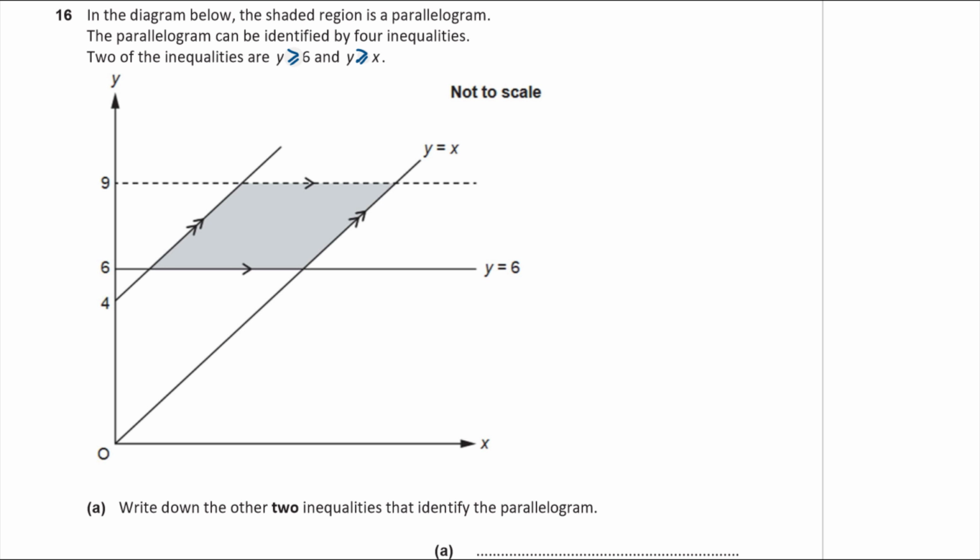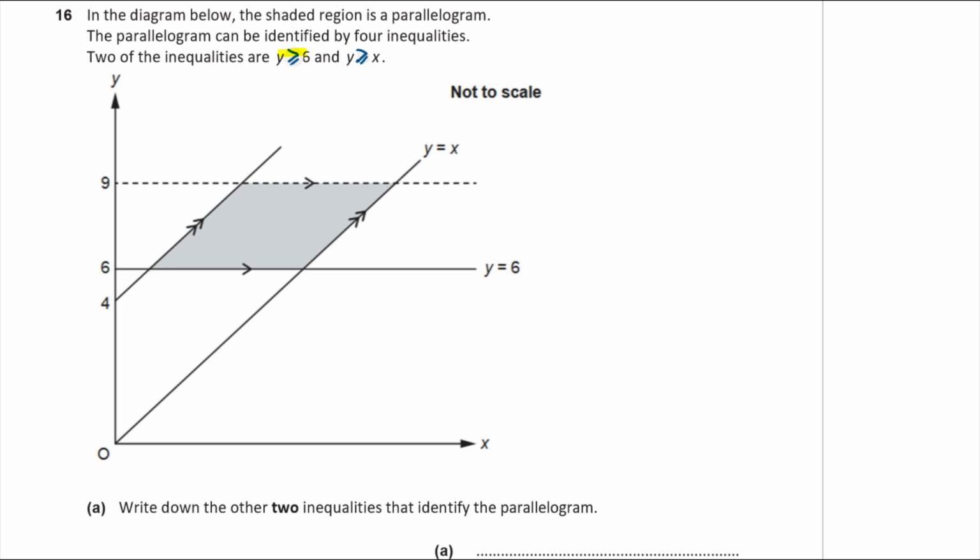Question 16. In the diagram below, the shaded region is a parallelogram. The parallelogram can be identified by 4 inequalities. 2 of the inequalities are y is greater than or equal to 6 and y is greater than or equal to x. Write down the other 2 inequalities that identify the parallelogram. Okay, so let's just work out which ones they've been given us first.